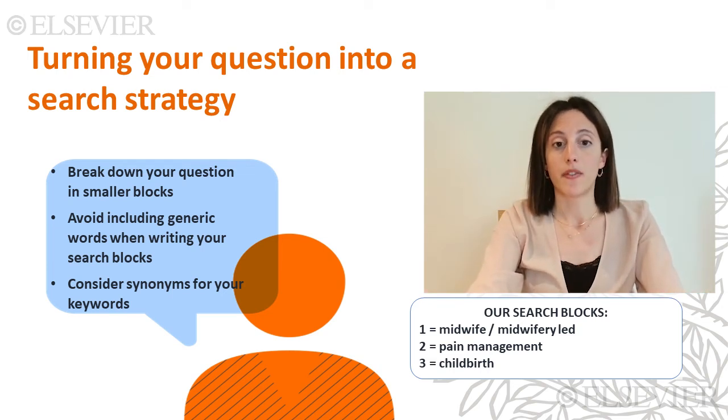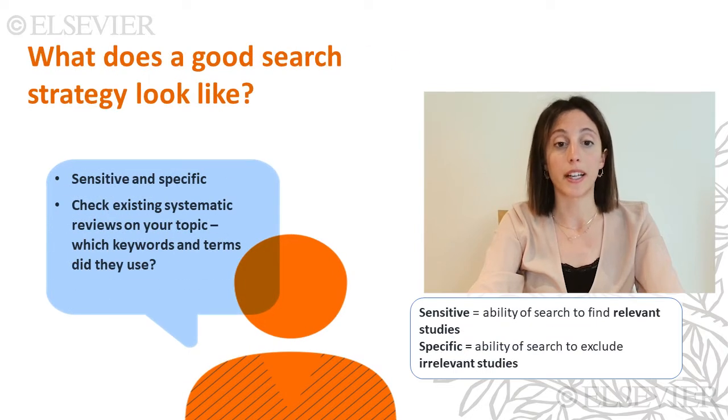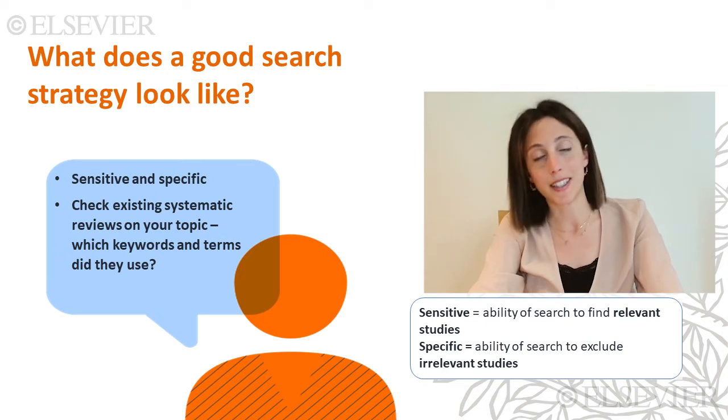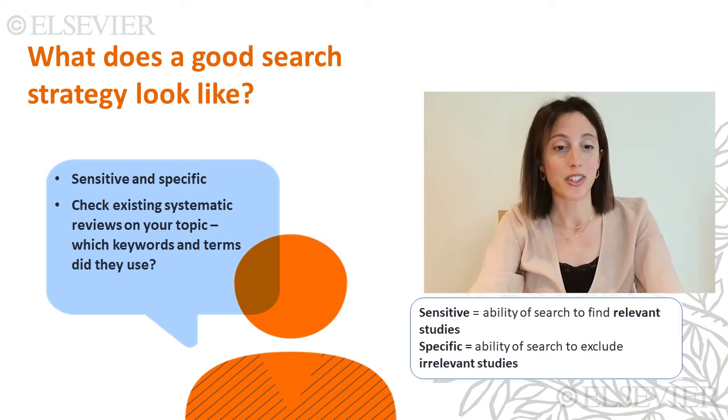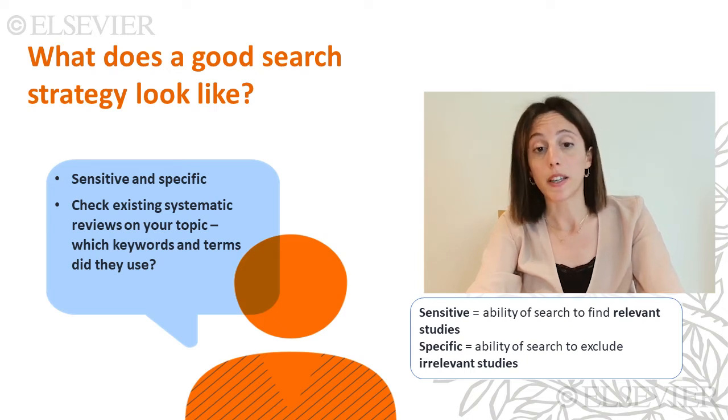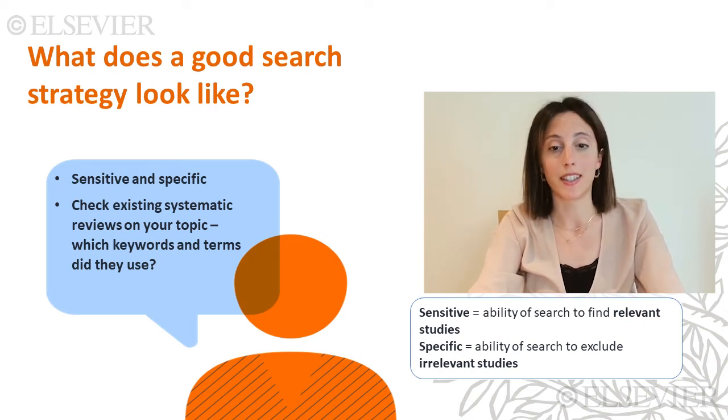Once you have identified the main blocks of your search, you need to consider the possible synonyms and relevant terms for each of the blocks. These are also called keywords. Your goal here is to find as many relevant studies as possible, but as few irrelevant studies as possible. In research jargon, your search needs to be both sensitive, so it needs to be able to correctly identify the research studies that you need, the relevant ones, and specific. It needs to exclude the non-relevant studies.